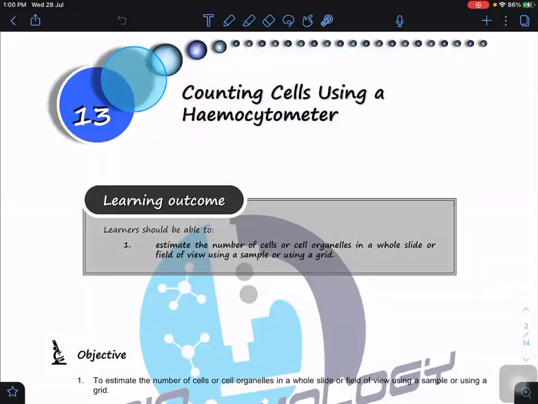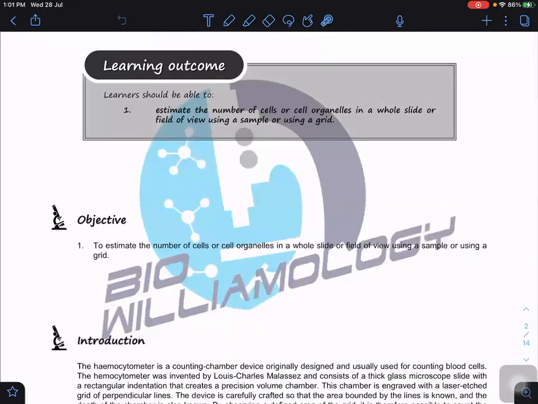Okay, so for the second practical for today, we're going to learn how to count cells using a hemocytometer, or in our CIE, sometimes we use the word counting grids. Same idea, counting grids or hemocytometer. We're going to use this hemocytometer to estimate the number of cells organized in a whole slide or field of view using a sample or using a grid.